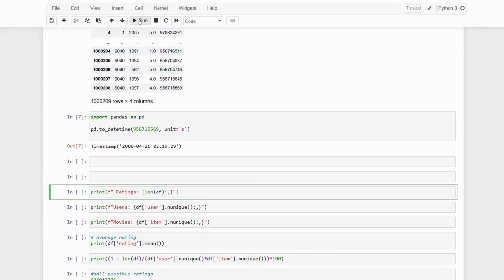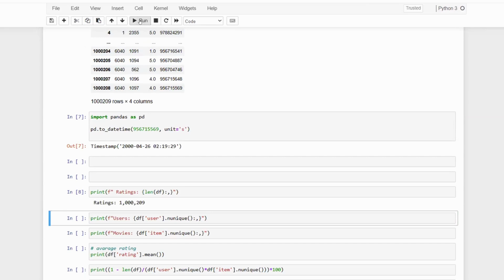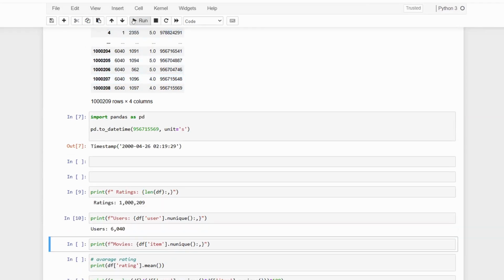Then just to see how big our ratings or our data is, we have not just 1 million, but 1 million 209 ratings. So there are many ratings. So now we look at how many users. There are 6,040 users, which means they are customers. Let's say this is Netflix data. Netflix has more users than that, but I'm just giving an example.